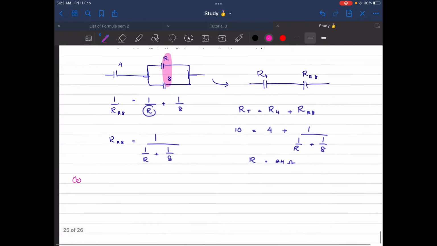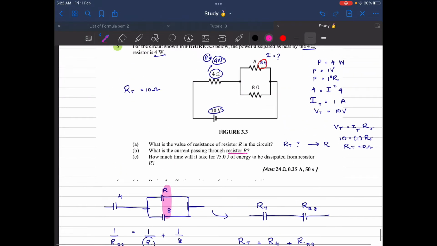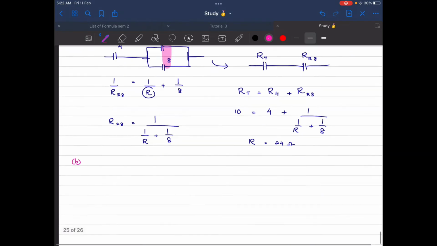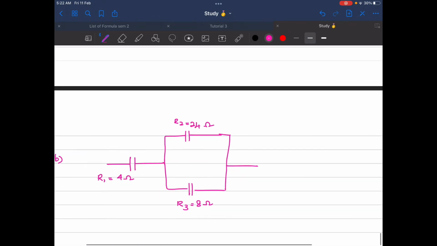Okay, so bila kamu cari, soalan minta apa ni? Dia minta current yang lalu dekat resistor R, which is this one. So maksudnya dia mahu dekat sini kan, resistor 2 tadi 24 kan, so dia mahu I2 ni berapa, okay. So the simplest way is to use this formula lah, kan, V2 equals I2 R2. So R2 dah ada, sama dengan 24. I2 nak cari, and then we don't know the V2 lah. So the keyword is to find the V2 and then cari I2.